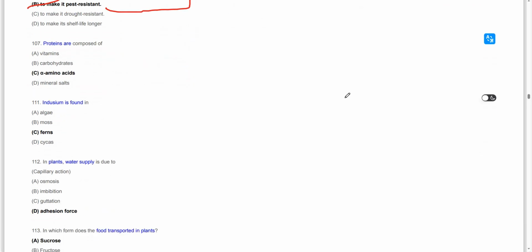Moving on to the next, proteins are composed of what? Alpha amino acids. Proteins are composed of alpha amino acids.